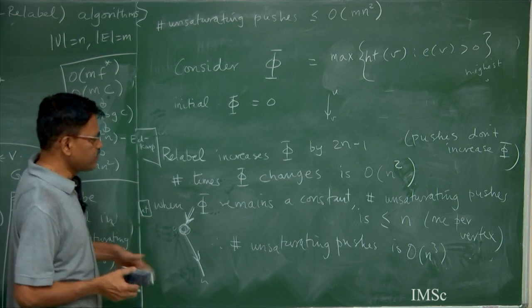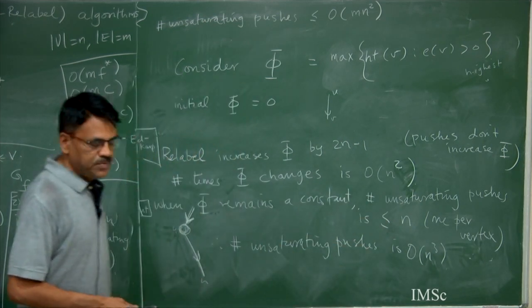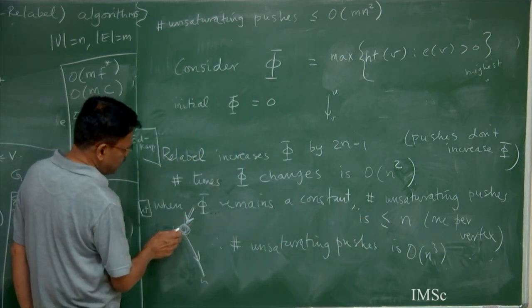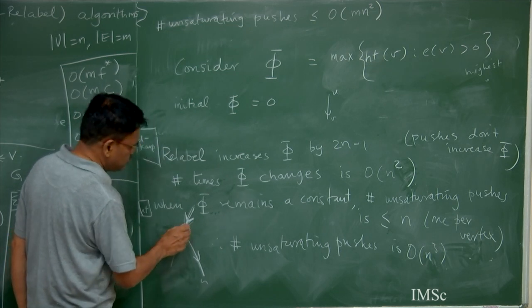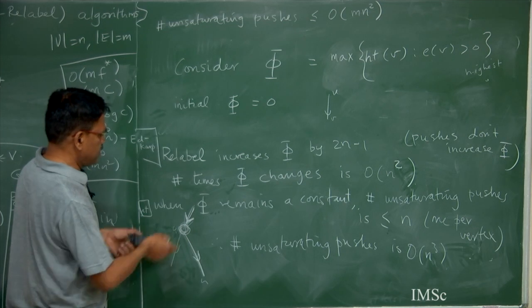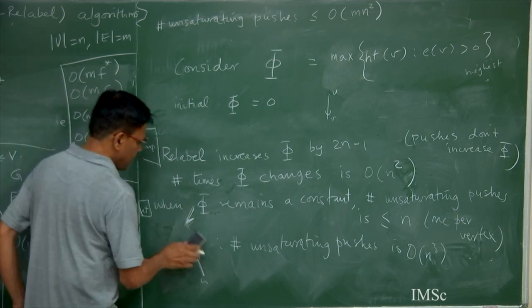This is where I am using that the number of unsaturating pushes is one per vertex, because otherwise this guy may get an excess from some other vertex and it may again be pushing through some other edge. So to argue at most one per vertex, I need the fact that I am always pushing from the largest height vertex. Yeah, okay, good.